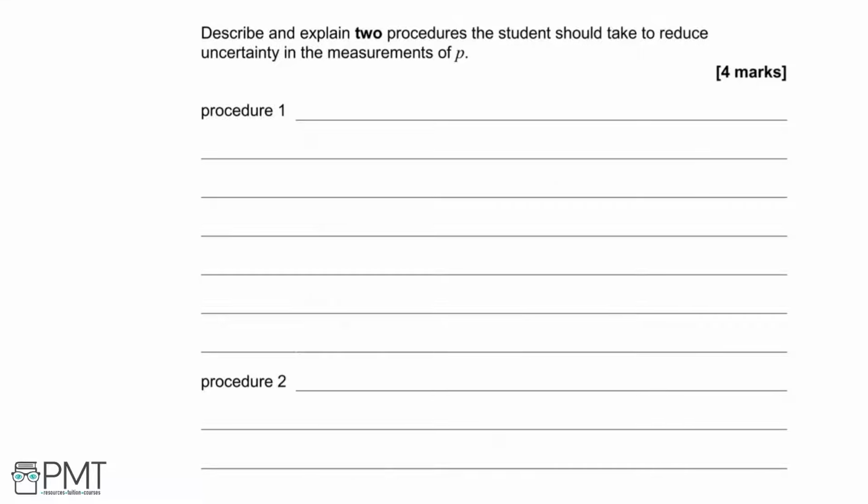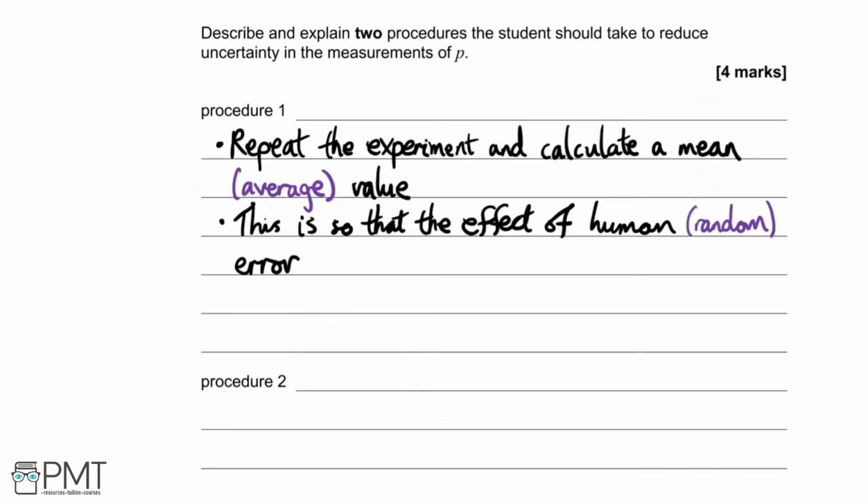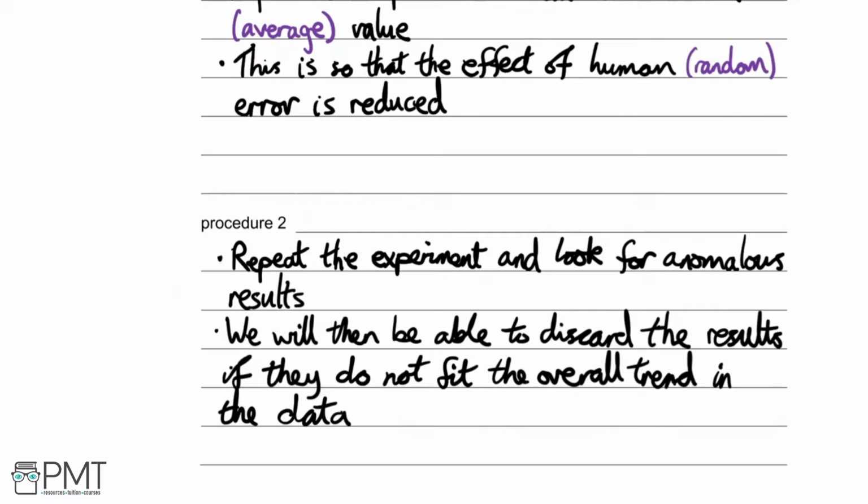So the first procedure could be to repeat the experiment and calculate a mean value. And the reason for this would be to reduce the effect of random or human error. Now the second procedure, again, you can say to repeat the experiment, but this is for a different purpose, and that is to look out for anomalies. And the reason we want to do this is so that we can then discard those anomalous results if they don't fit the general trend in the data. So as explained before, you get 1 mark for describing the procedure and another for explaining.